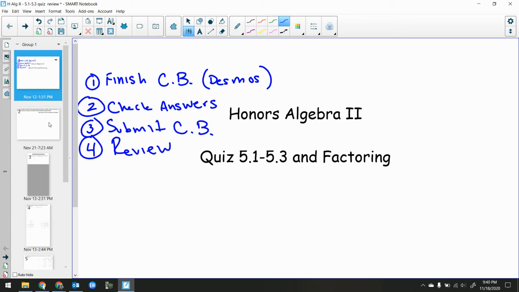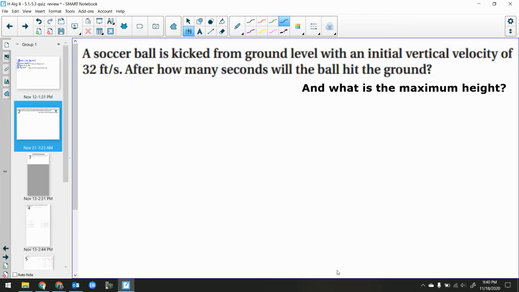Okay, here we go. So a soccer ball is kicked from ground level with an initial vertical velocity of 32 feet per second. After how many seconds will the ball hit the ground, and what is the maximum height of that ball? Okay, so I know my formula is negative 16t squared plus v sub 0 t plus h sub 0, where t is time, v sub 0 is my initial vertical velocity, and h sub 0 is my initial height. So in this case, v sub 0 is 32. h sub 0, well, since it's kicked from ground level, it's going to be 0.